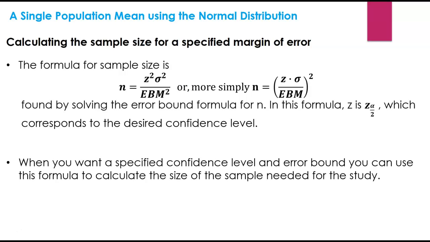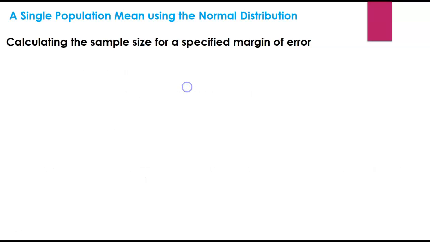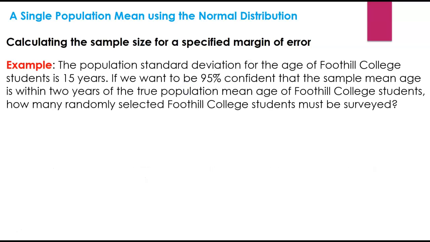When you want a specified confidence level and error bound, you can use this formula to calculate the size of the sample needed for the study. Here's an example. The population standard deviation for the age of Foothill College students is 15 years. If we want to be 95% confident that the sample mean age is within 2 years of the true population mean age of Foothill College students, how many randomly selected Foothill College students must be surveyed?